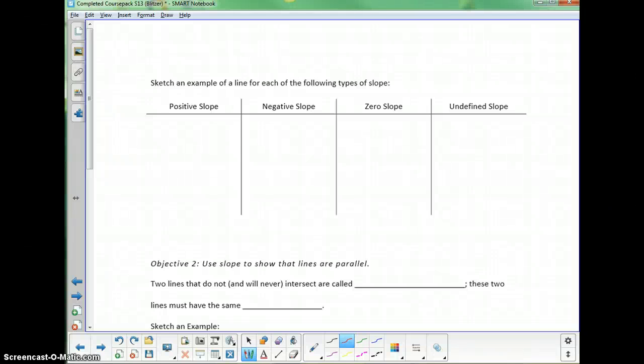Next, we want to sketch an example of a line with a positive slope. It has a positive slope. It's going to be increasing from left to right. So this right here is something that has a positive slope, versus negative slope would be decreasing from left to right. So this line right here would have a negative slope.